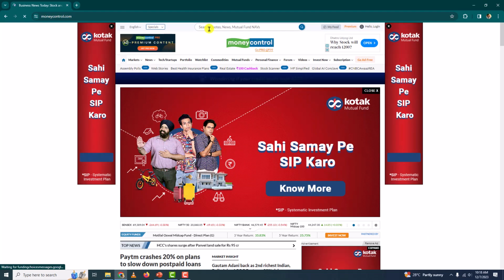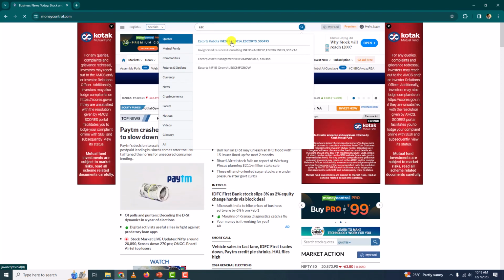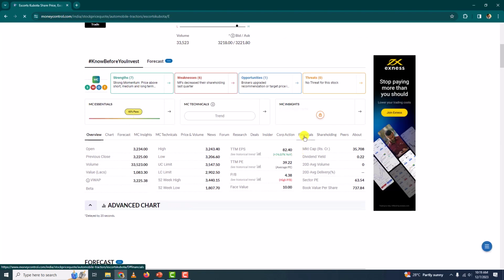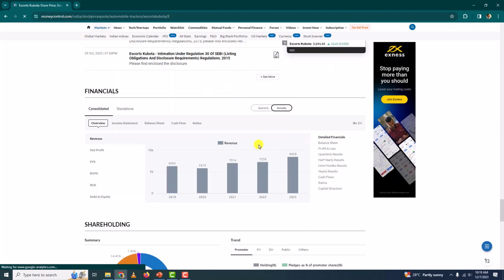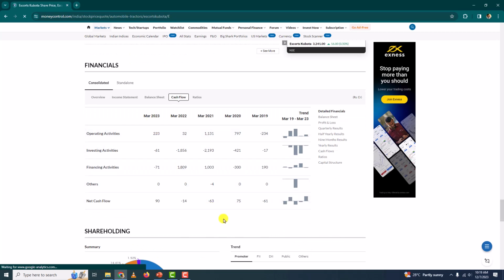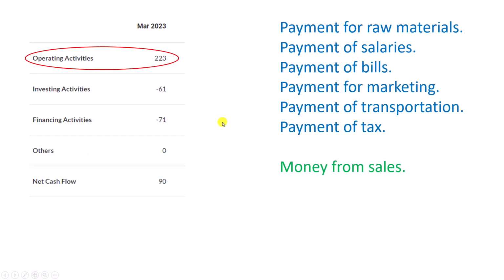So I'm in moneycontrol.com and here I will search Escorts Kubota. I'll click on this, and when the page loads up, I'll scroll down and click on financials, and here we have cash flow statement. Of the previous 5 years, we have various headings here which we will learn next. Now let us learn each heading in detail.